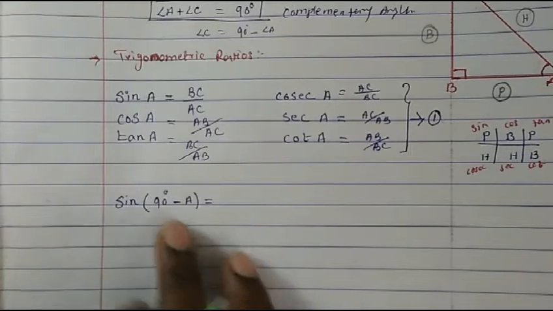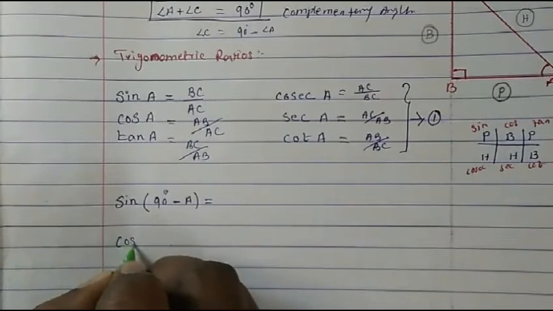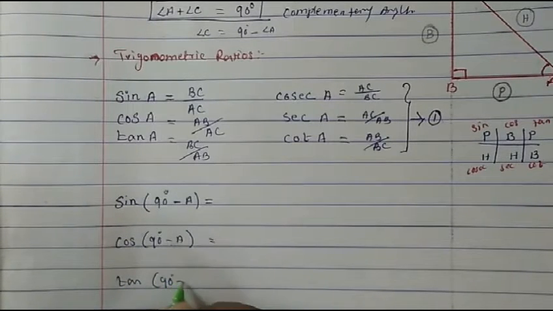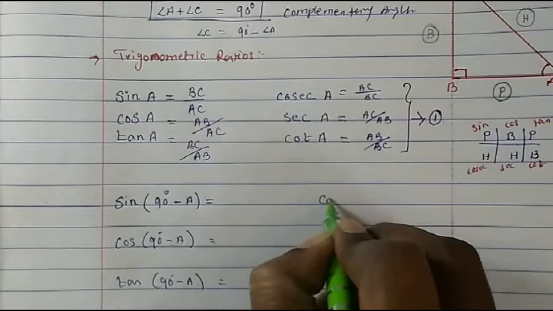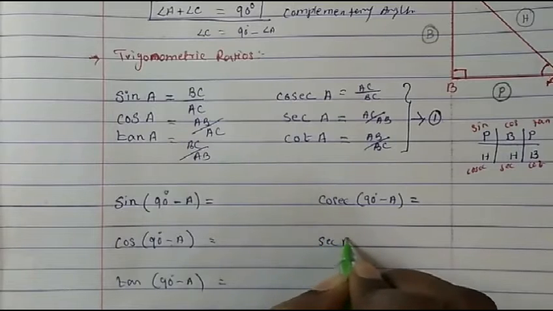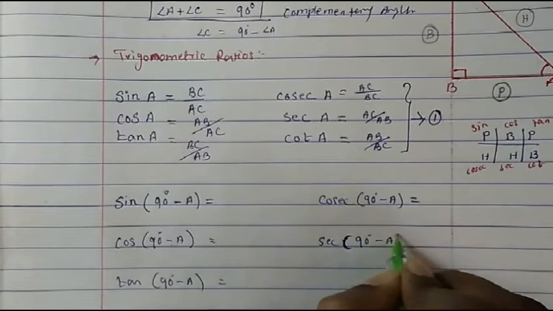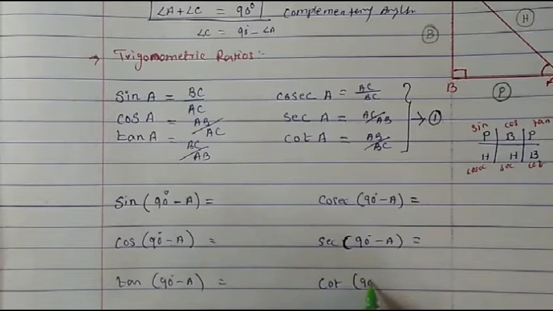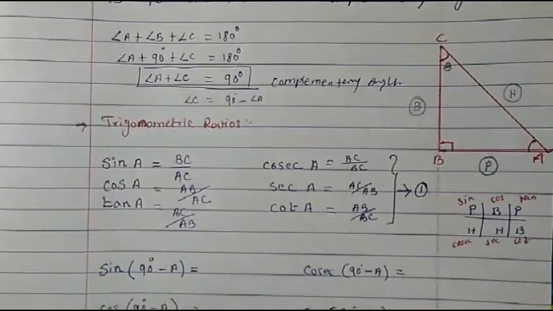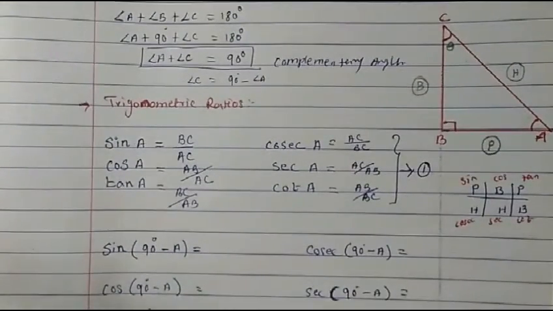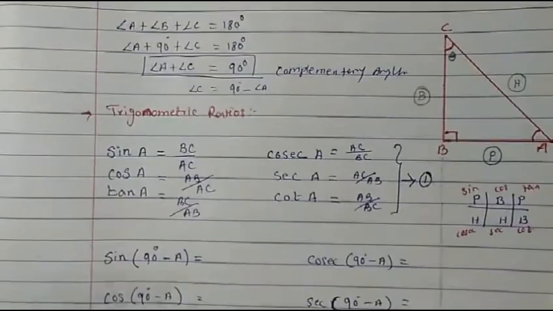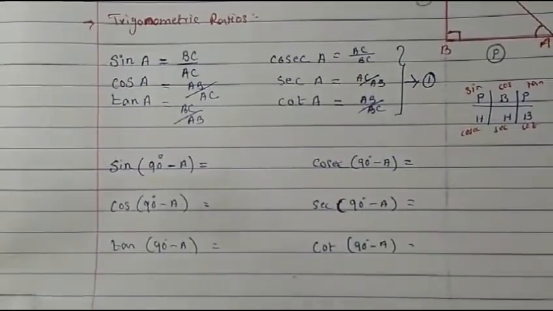So if that is the case, let us see what ratios I will get. Cos 90 minus A, tan 90 minus A, and the same way cosec 90 minus A, sec 90 minus A, cot 90 minus A. Same way as we wrote the ratios for A, now we are writing for C. Instead of writing C, I am writing 90 minus A. So now let us write the ratios.